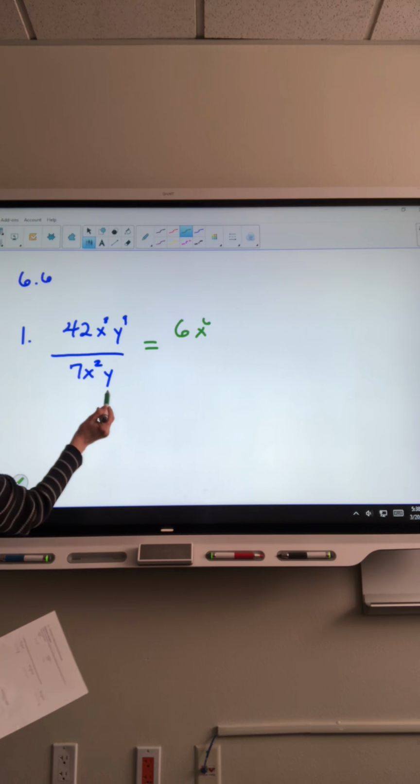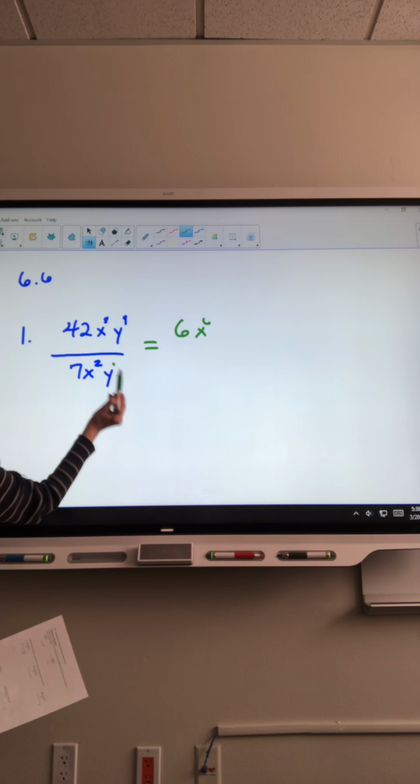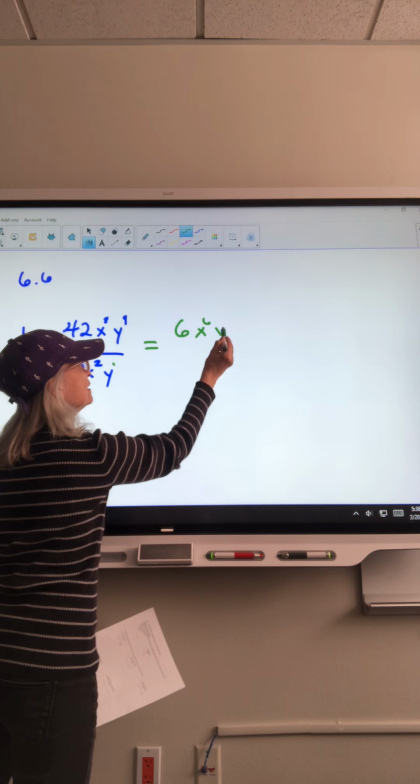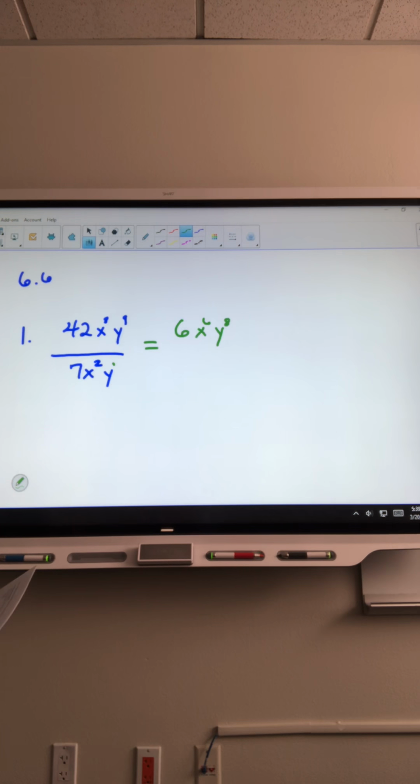And then you look at your y's. This is a 9 and this is a 1. So 9 take away 1 would be 8. So y to the 8. And then you're finished. Okay? So why don't you take a second and do number 2 on your own, and then I will do it with you in just a minute.